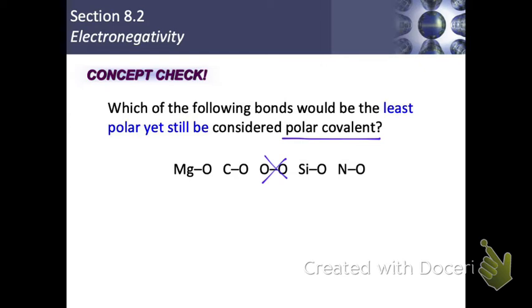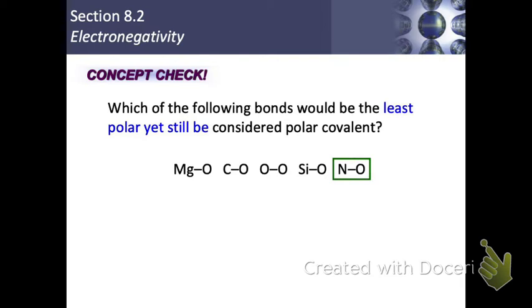So Mg to O, I feel like we can get rid of that one too. Why do you think? Because it's a metal and a non-metal, so that's automatically a pretty big difference. This would be 0.5. Silicon would be bigger than that. Carbon to oxygen is 1. So I feel like it's this guy. Yep. Okay, very good.